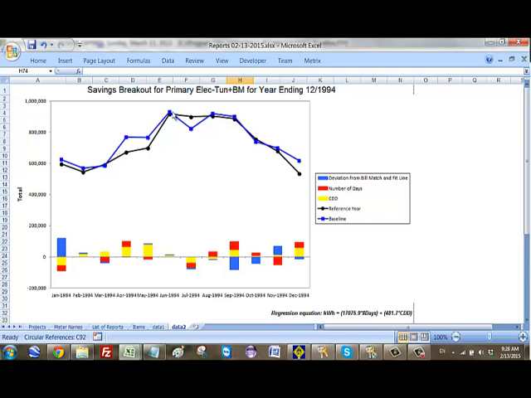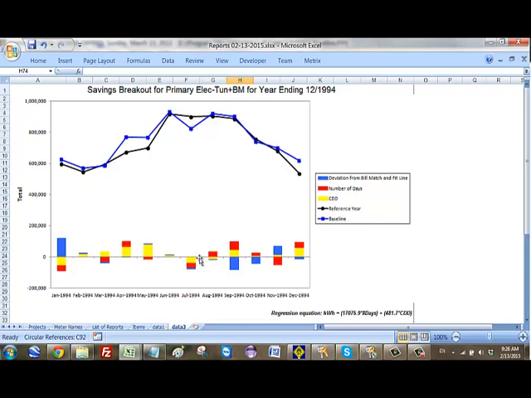The goal of this report can be summarized as explaining the difference between this blue line and this black line. So the difference between the baseline and the reference year. And the reference year is the tuning year, or the base year as it's also called. It's the year of utility data that was used to develop the regression equation in metrics.